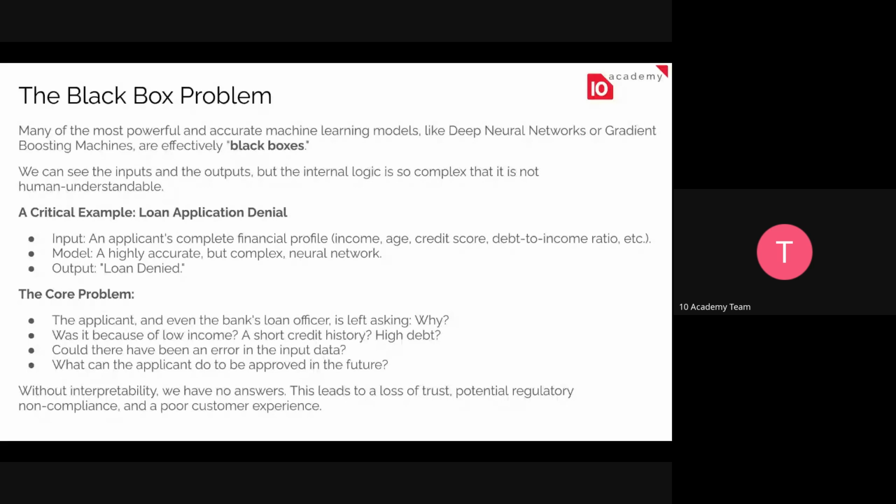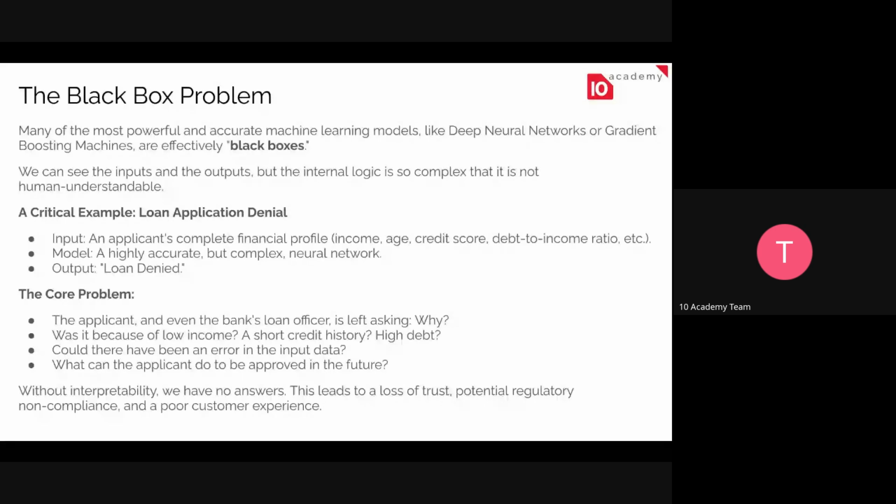For instance, let's take an example. Let's assume you're working at a bank, and you have a client that came in and wants to get a loan from your bank. So the first thing you're going to do is ask the applicant to fill out the forms, right? So you gather their information. It could be about income level, age, the credit score, debt to income ratio, and so on and so on. So you're going to take in a lot of inputs to make your decision, right, for the model.